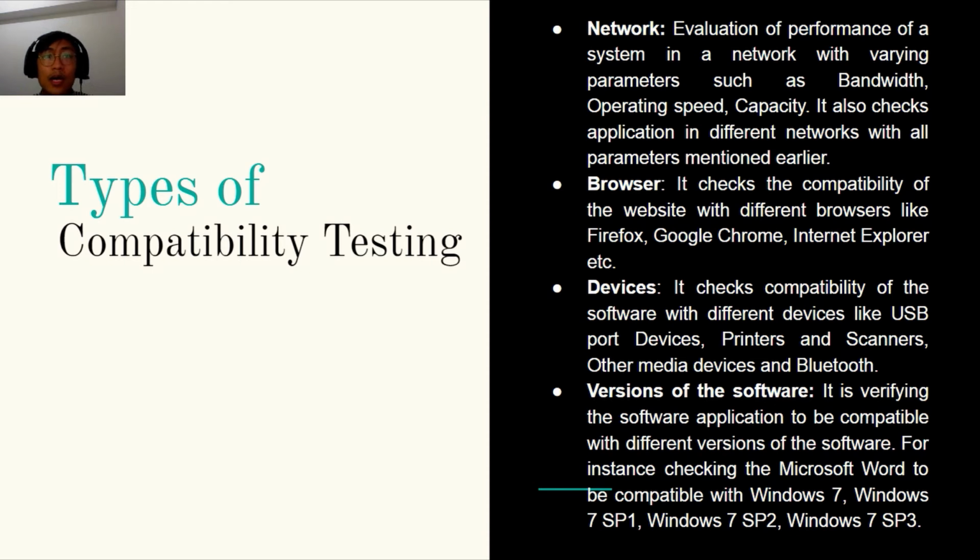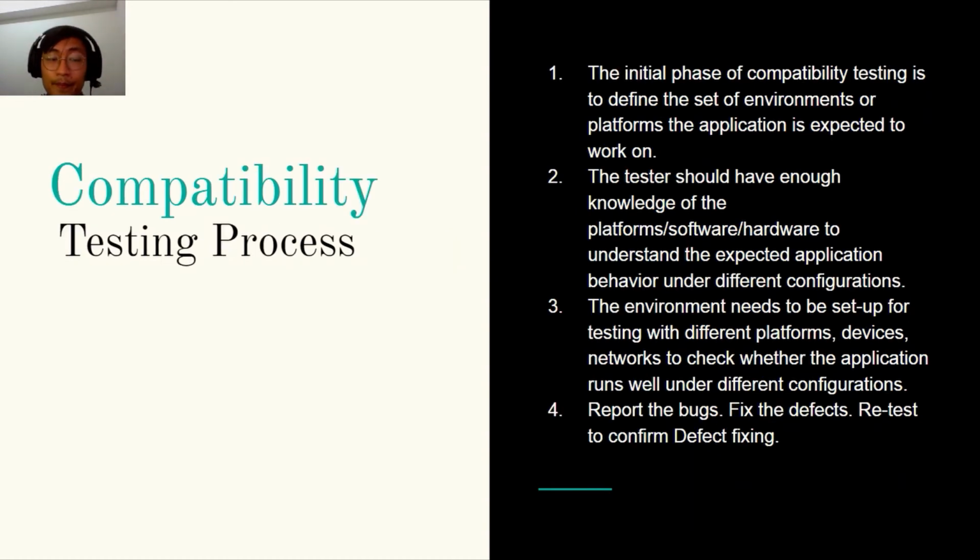So next and last is the versions of the software. It is to verify that the software application is compatible with other versions of the software. Let's say Microsoft Word, it should be compatible with Windows 7, Windows 8, Windows 10, and so on. All right, let me just continue.